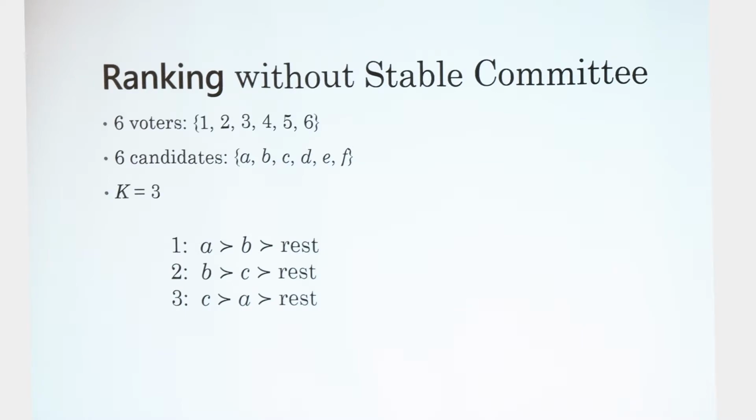Voter 1 thinks A is the best candidate, and B is the second best candidate. Voter 2 thinks B is the best, and C is the second best. And voter 3 thinks C is the best, and A is the second best. So it's cyclically symmetric, and 4, 5, and 6 are similar. 4 thinks D is best, and E is second best. 5 thinks E is best, and F is second best. And 6 thinks F is best, and D is second best.